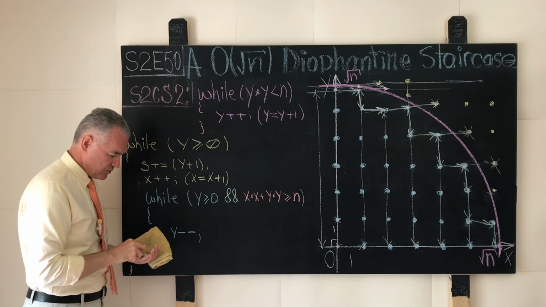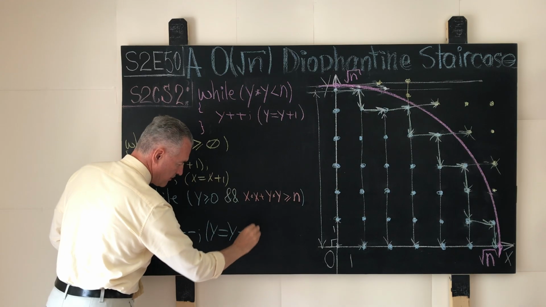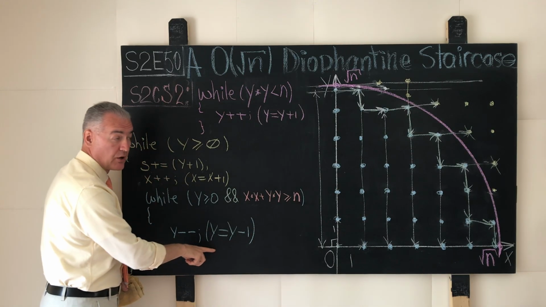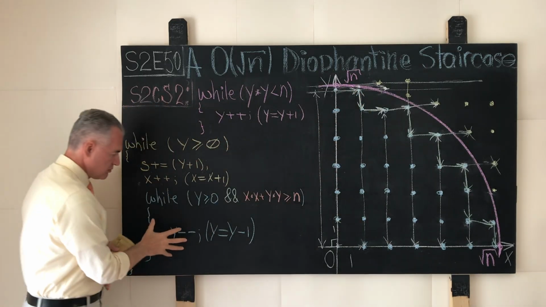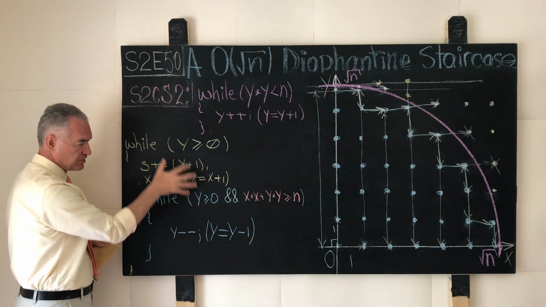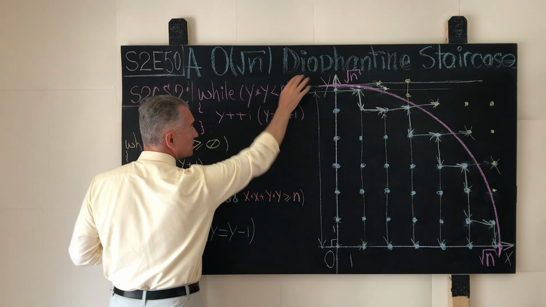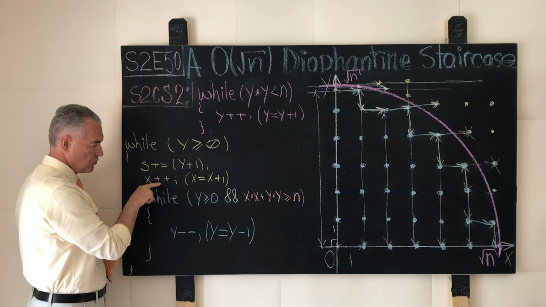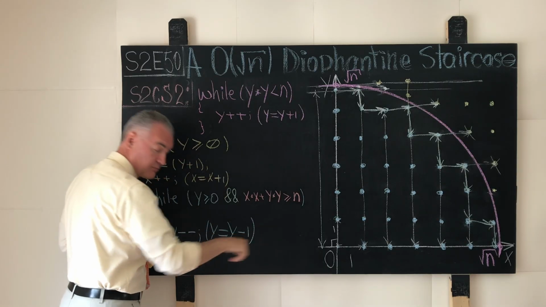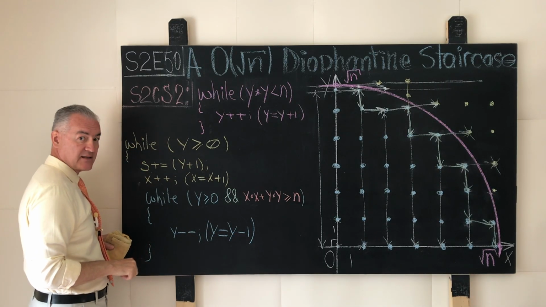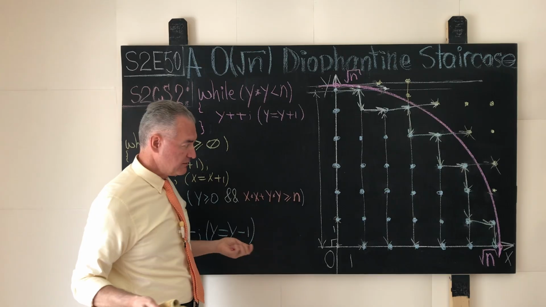y minus minus, again, for those who are not familiar with the syntax, it is basically saying y equal to y minus 1. Decrement the current value of y by 1, and that is the motion over here, the downward motion. So the combination of this code and this code is precisely the artistic equivalent of our Diophantine staircase. The fact that x goes plus plus and y goes minus minus means we are slithering down the Diophantine staircase. And this is pretty much it. This is all there is to it.